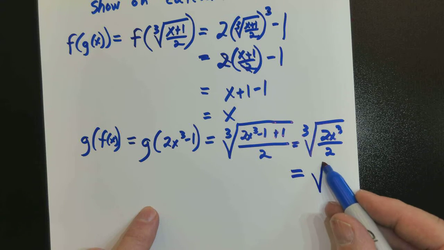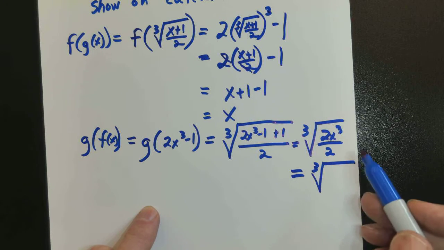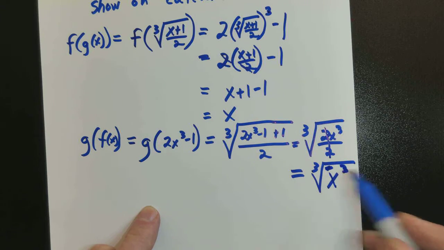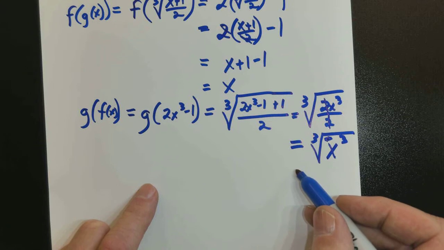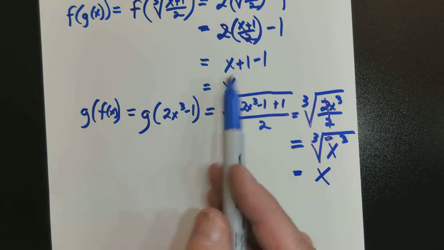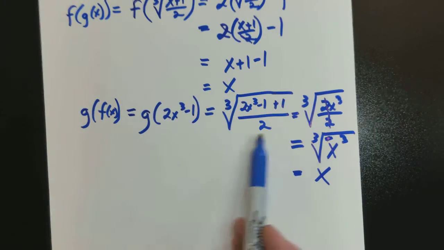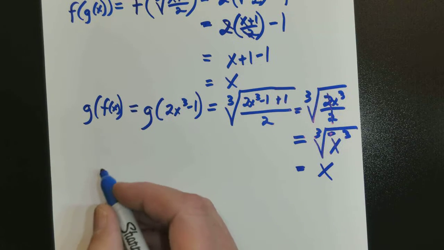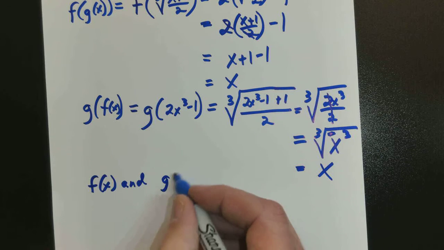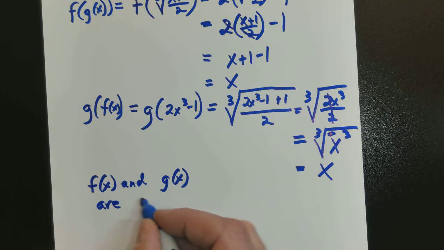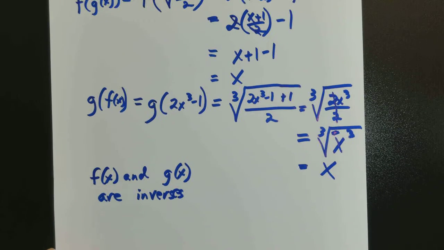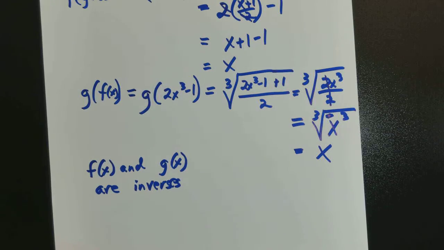What would you do next? Christian? Cancel out the 2's. Yep. Cube root of x cubed is x. So g of f of x is equal to x, and f of g of x is equal to x. That means f of x and g of x are inverses. Any questions there?